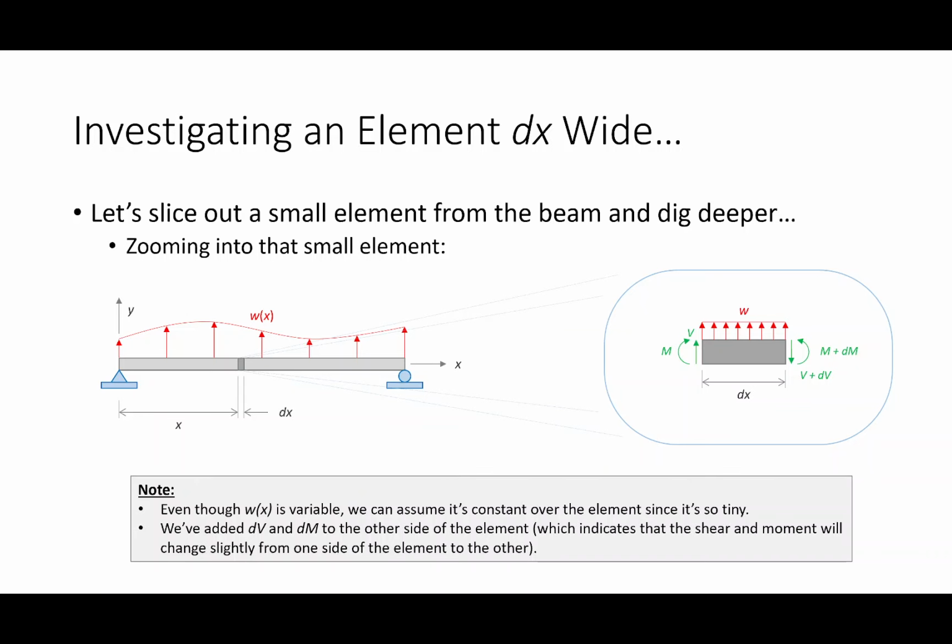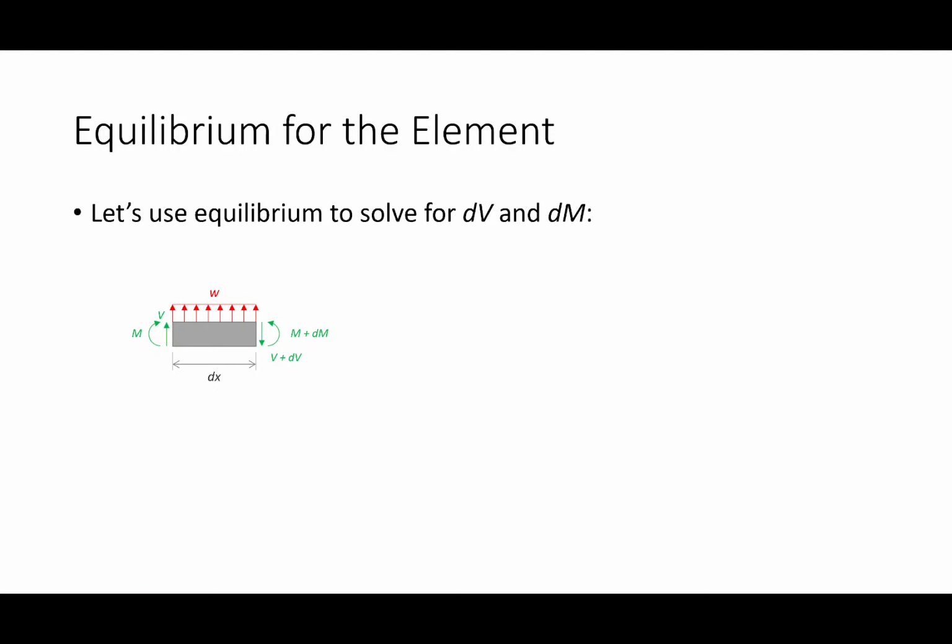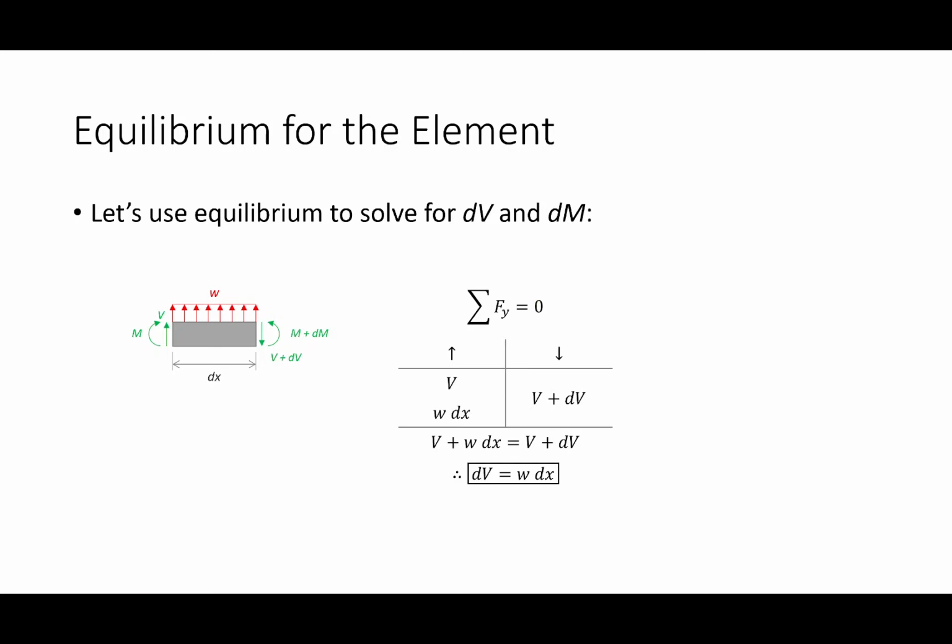As I plot this from left to right, I want to know if I go from here to here, how much does the shear change? How much does the moment change? So here's my element. How am I going to figure that out? Wonderful equations of statics. Let's look at the sum of forces in the y direction. For this slide, instead of writing it as an equation, I'm just setting it up as a table because I think it's a little easier to follow.